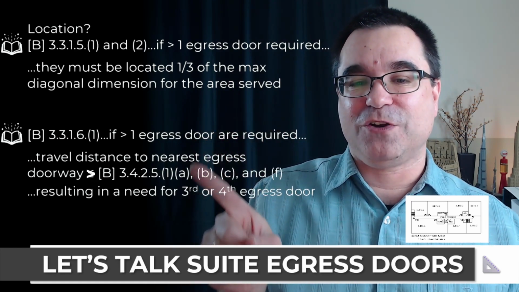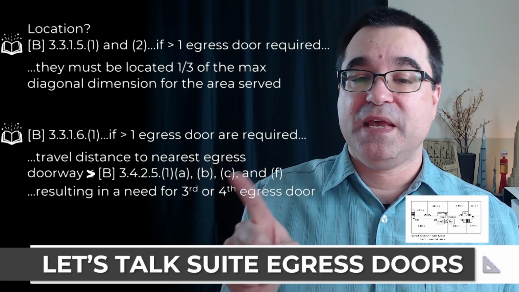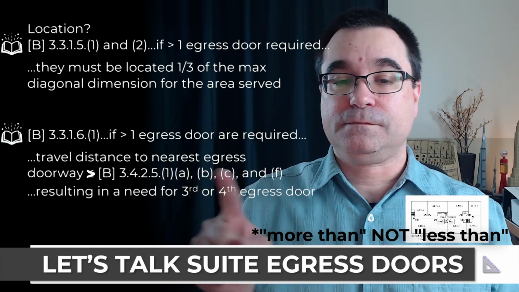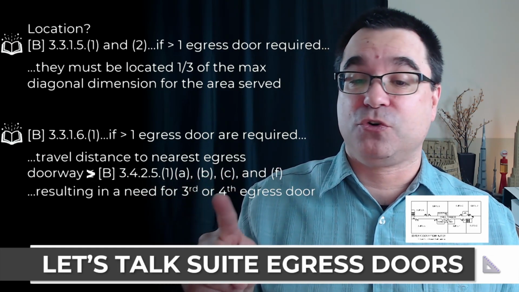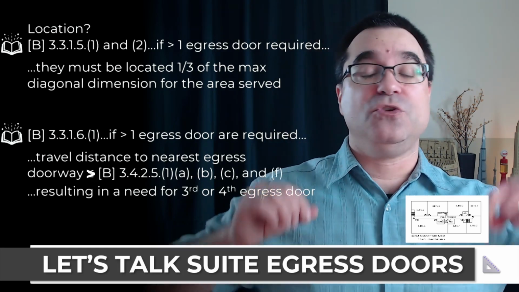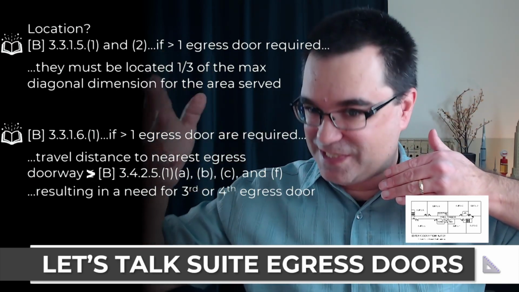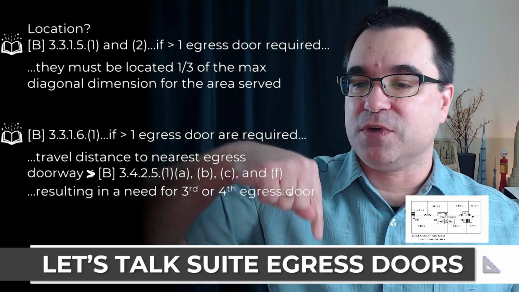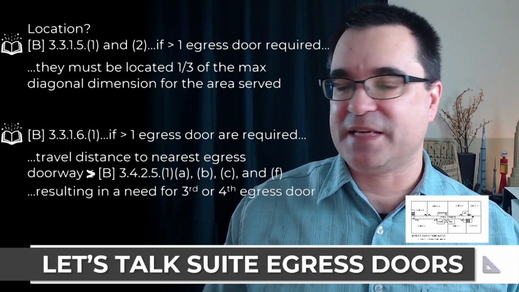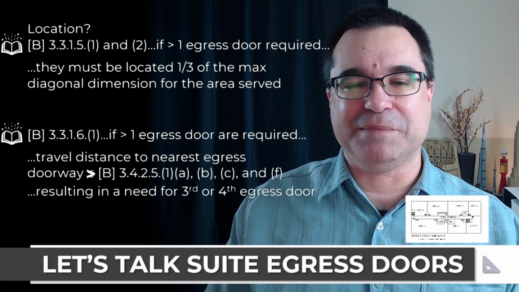So what we get from here basically is that if the travel distance to the nearest egress door is more than the requirements here, then you might need a 3rd or a 4th or a 5th egress door. Because again, you cannot be expected to travel a very large distance to reach the nearest egress door to get to safety, right? To get out of a suite and then towards an exit. So check out these requirements, okay? Just so that you're aware of them.